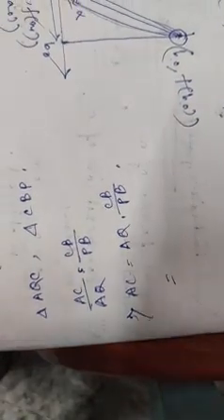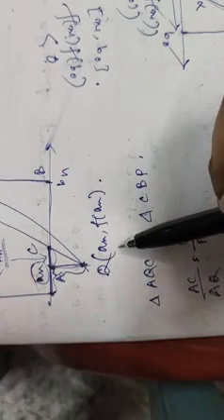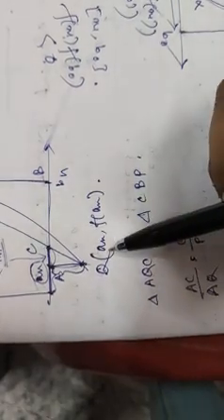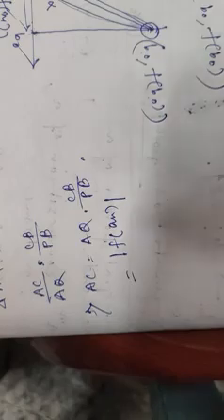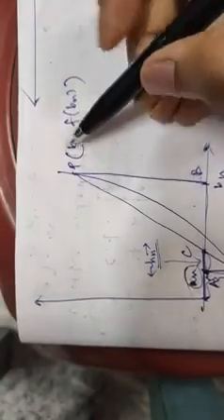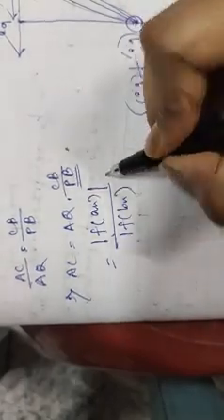Now put the value of AQ. For AQ, what will be the value? This point has x coordinate An and y coordinate f of An. So AQ will be the modulus of f of An. We are using the modulus sign because it is negative, and we only need the magnitude, not the sign. Divided by PB. PB means this length, which is equal to modulus of f of Bn, into CB.